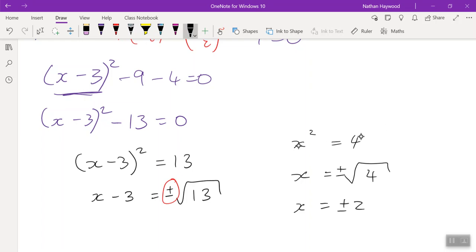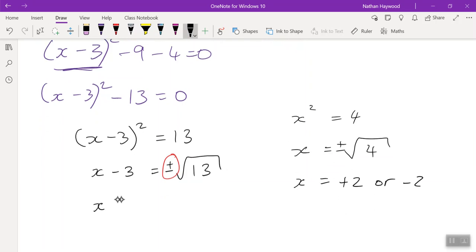To get x squared equals 4, we can square positive 2 or we can square negative 2. Both of them get 4 as the answer. So the answer can be positive 2 or negative 2. The same with this one. If we square root both sides, the square root can be positive or negative. Okay? So that's why this is the final answer.